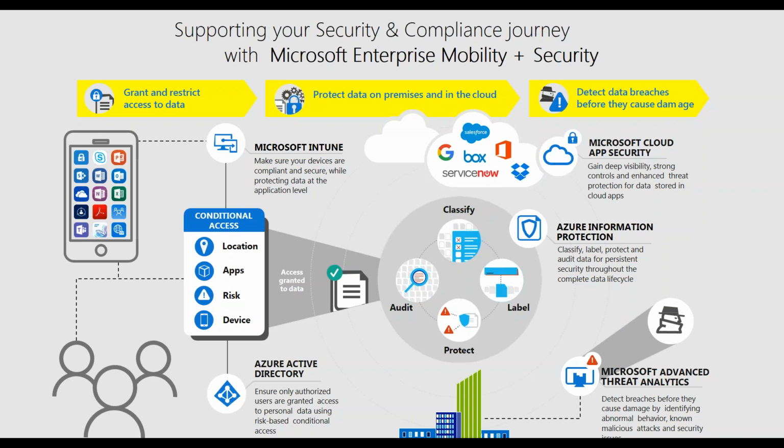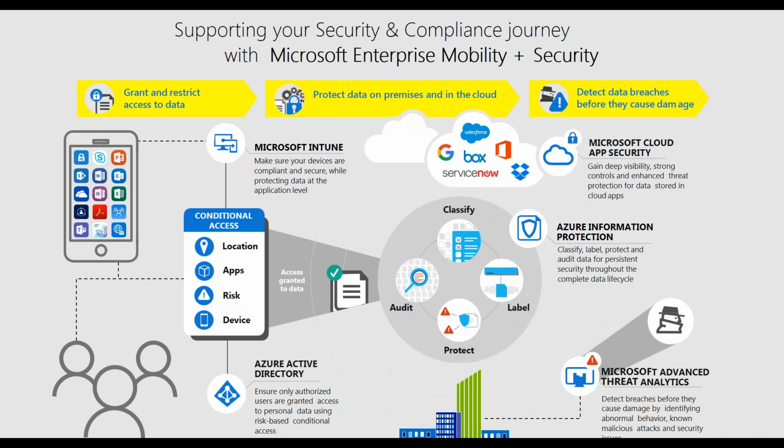You can block users or recipients downloading your organization's content. You can block them from forwarding your organization's content, printing it, and that's on a mobile device or laptop, whether it's connected to the internet or not. Effectively, we call it data protection at rest. And finally, an on-premise solution, which is Microsoft Advanced Threat Analytics. So this detects data breaches before they cause damage by identifying abnormal behavior, known malicious attacks, and security issues.